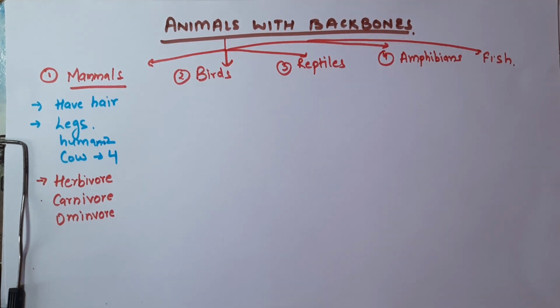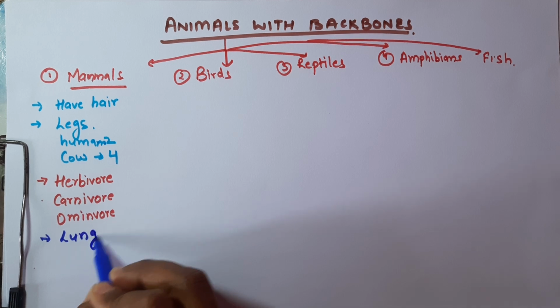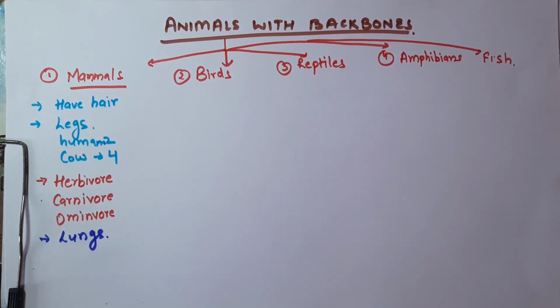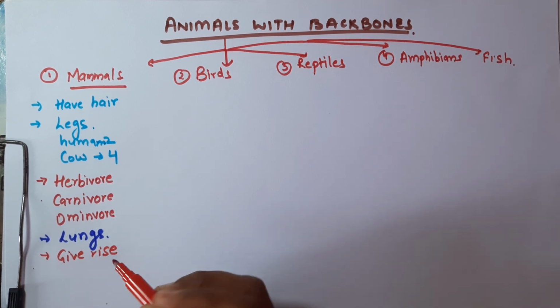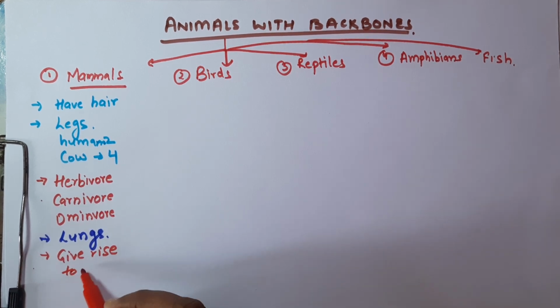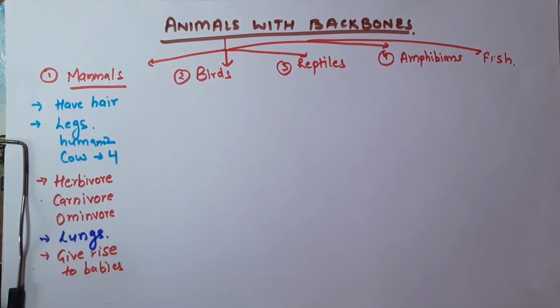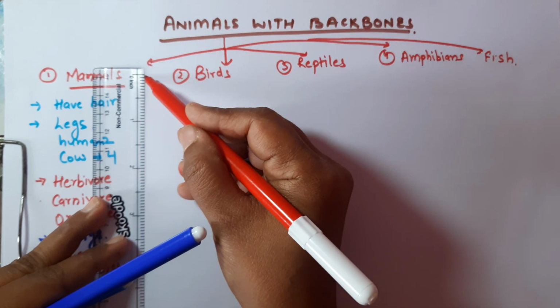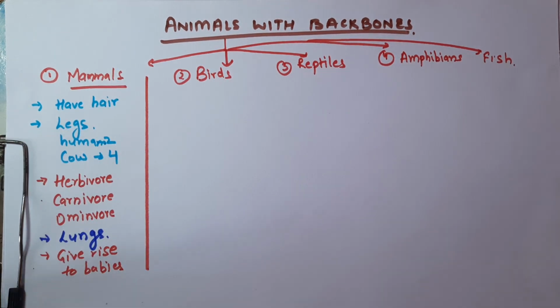The next important thing is that mammals have lungs. What is the function of lungs, students? It helps us to breathe. And the most important thing I already discussed in the beginning is that mammals give rise to babies. Mammals don't give rise to eggs. We give rise directly to babies. So this is all about the mammals. I will just draw a line so that students can easily differentiate.